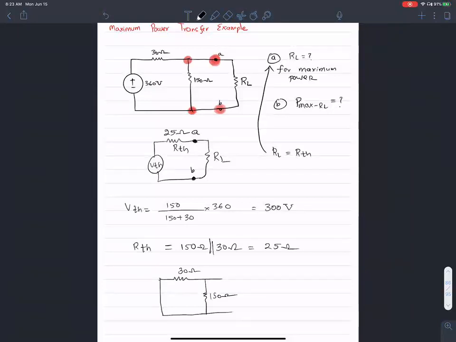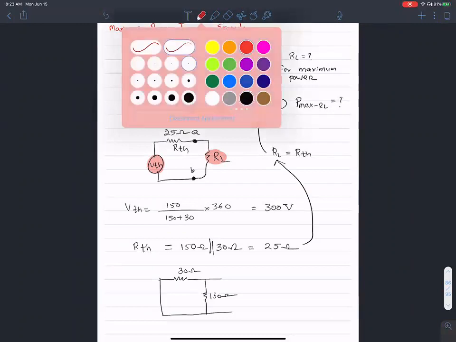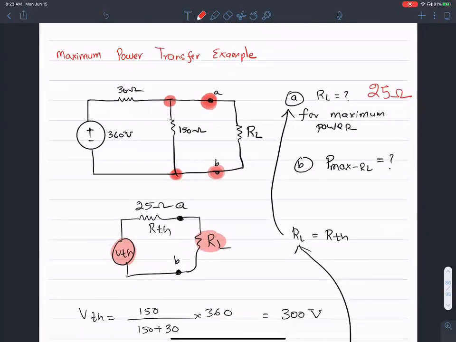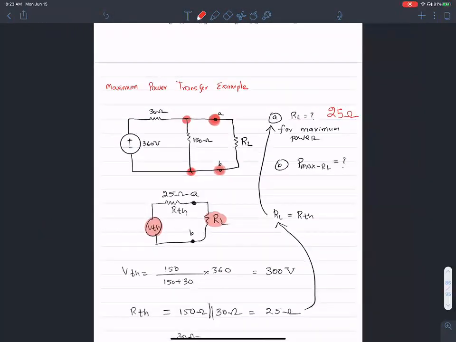So in order for me to deliver the maximum amount of power from this guy to this load, all I have to do is to pick a value of RL that is exactly equal to R Thevenin. Okay, so when I pick a value of RL equal to 25 ohms, the maximum amount of power will be delivered.